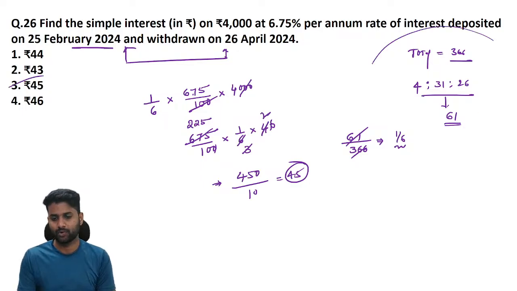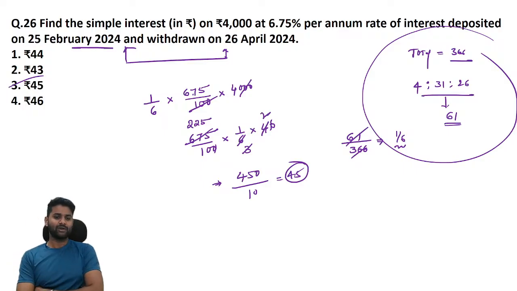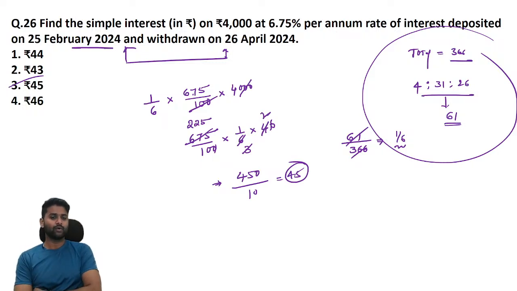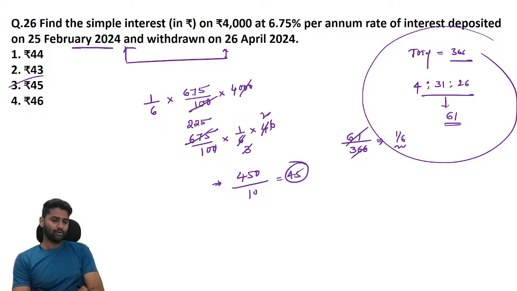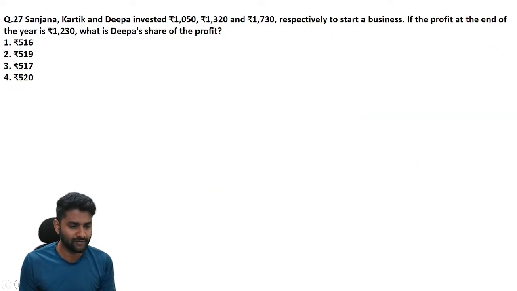So you should know this point. We have to pay 1/6 of the interest, 6.75% is per year. So per year is equal to 366 days. Out of 366 days, we have to pay for only 61 days. So that's why we ask what part 61 is of 366, and we got to know that they have to pay 1/6 of the interest. That's why time is 1/6, rate is 6.75, and the principal is 4,000. After the simplification, we got to know that they have to pay 45 rupees.